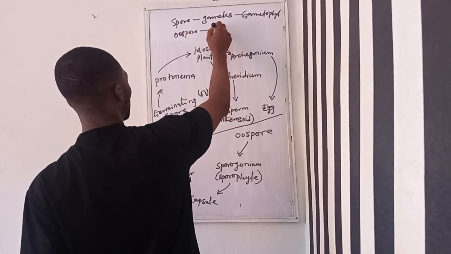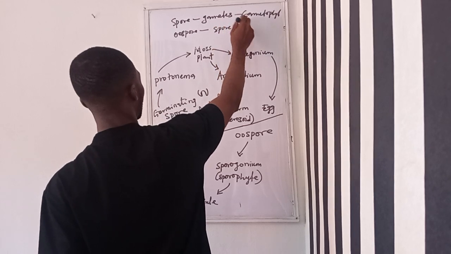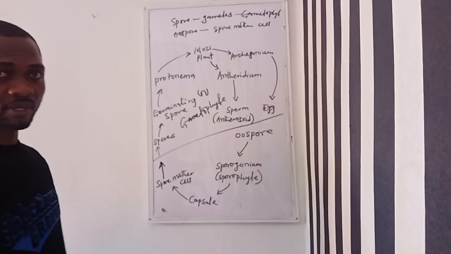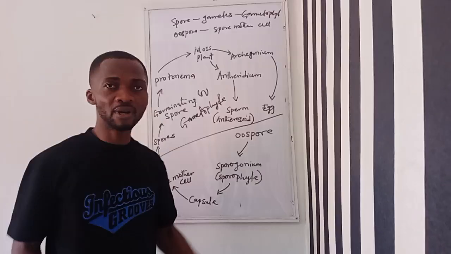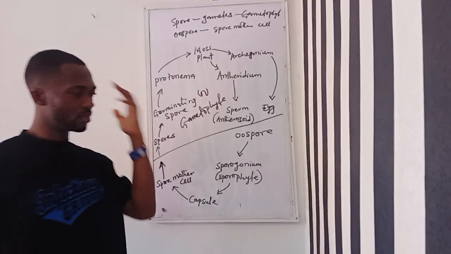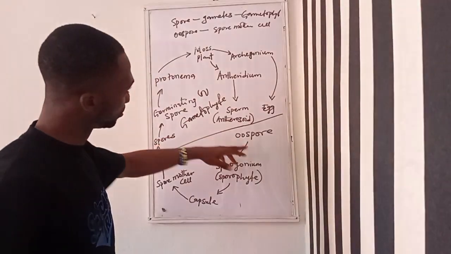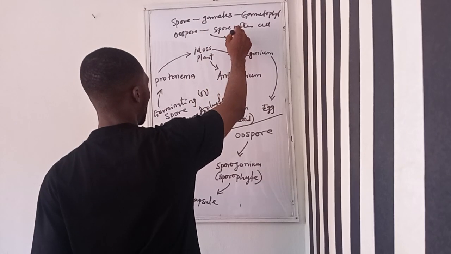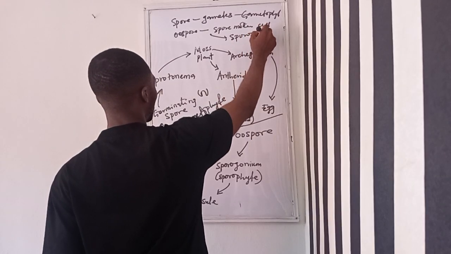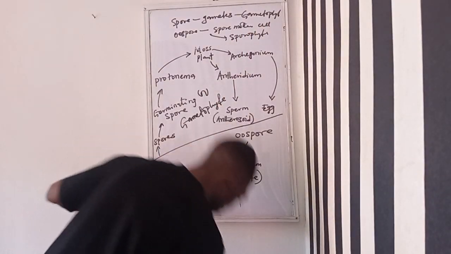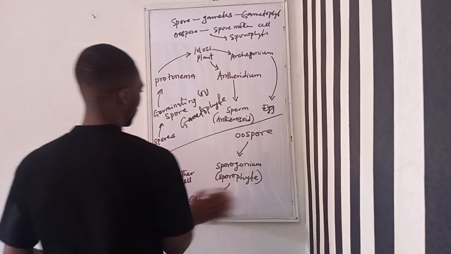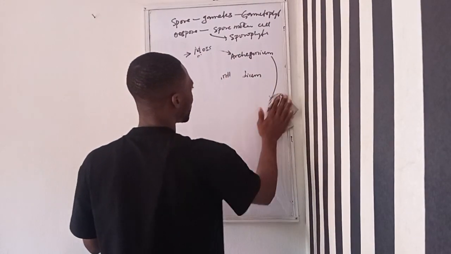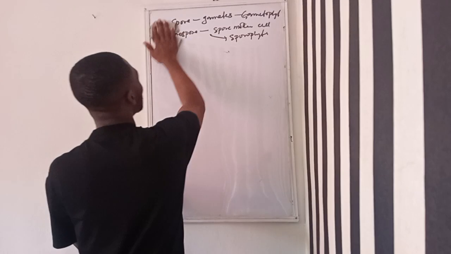Then all the stages from oospore to spore mother cell. The spores are produced within the spore mother cells, and the spore mother cells, of course, are found embedded within the capsule. So all the stages from the oospore to spore mother cell are called the sporophytes. Let me use another drawing to explain this.